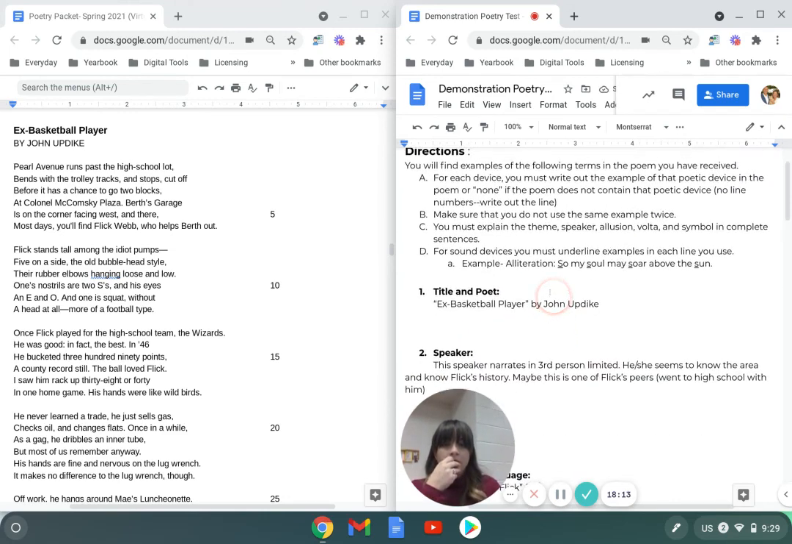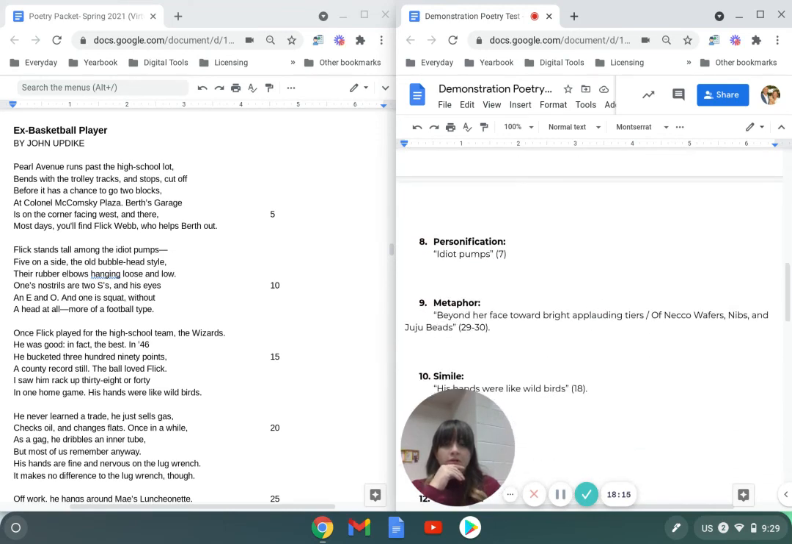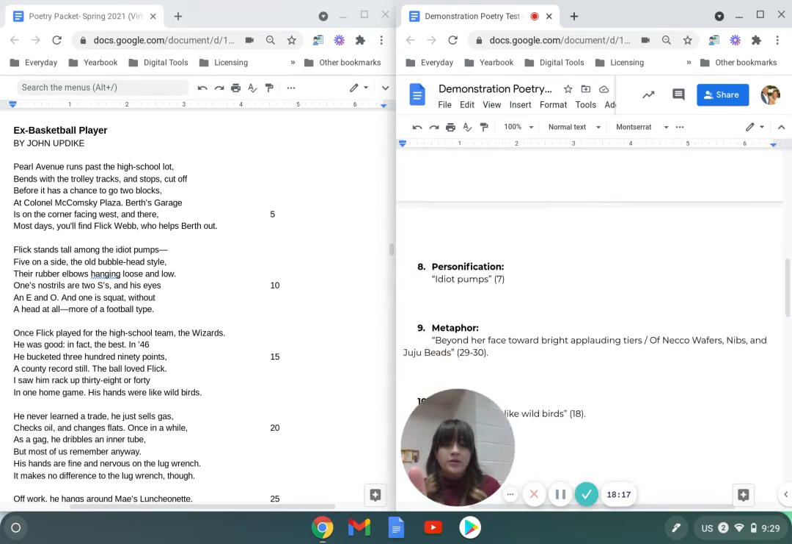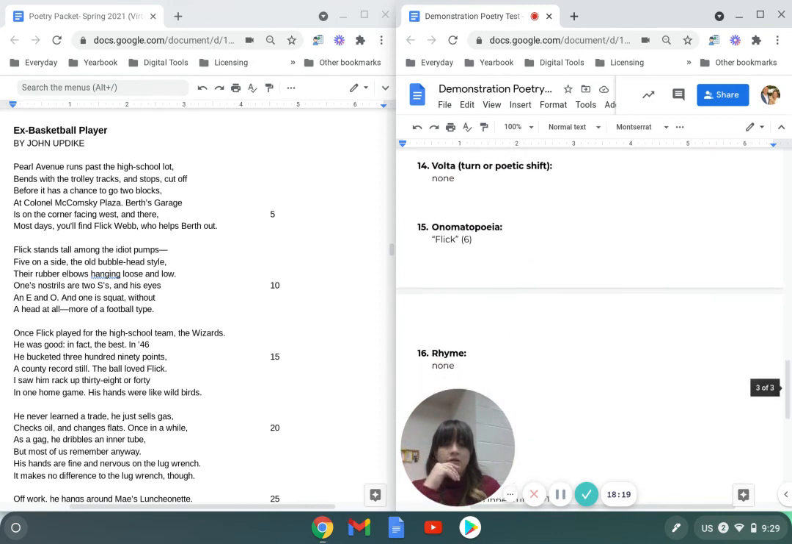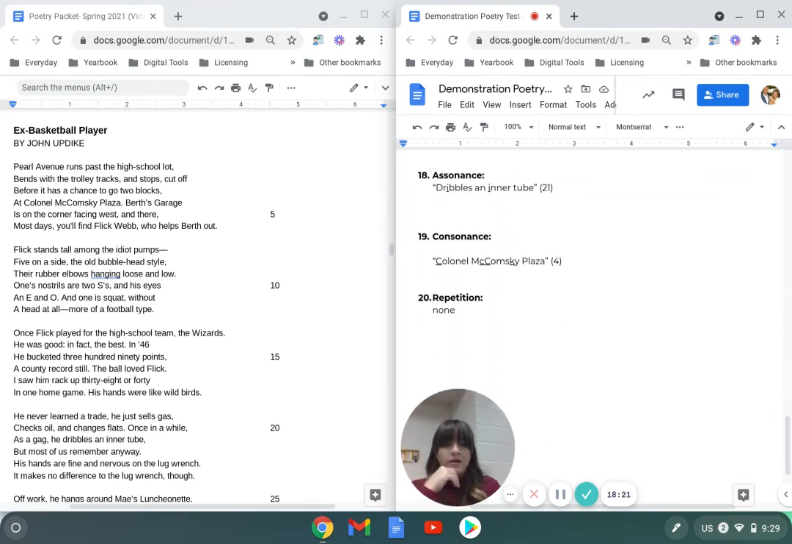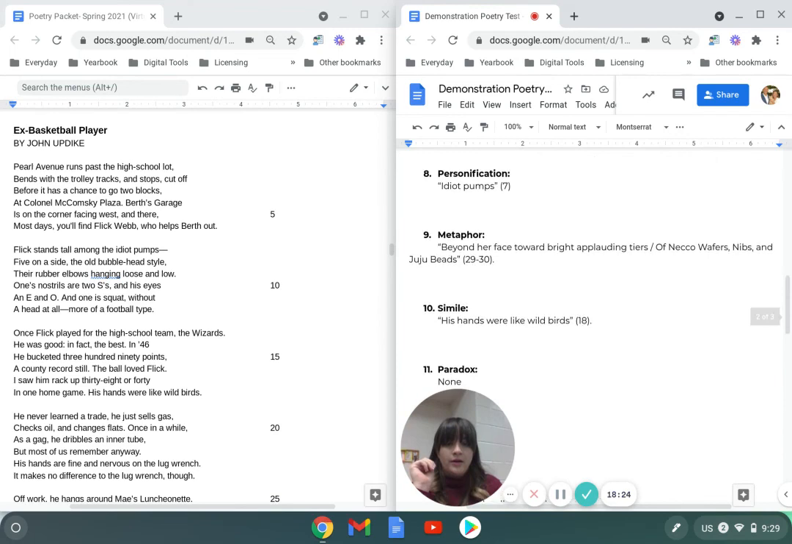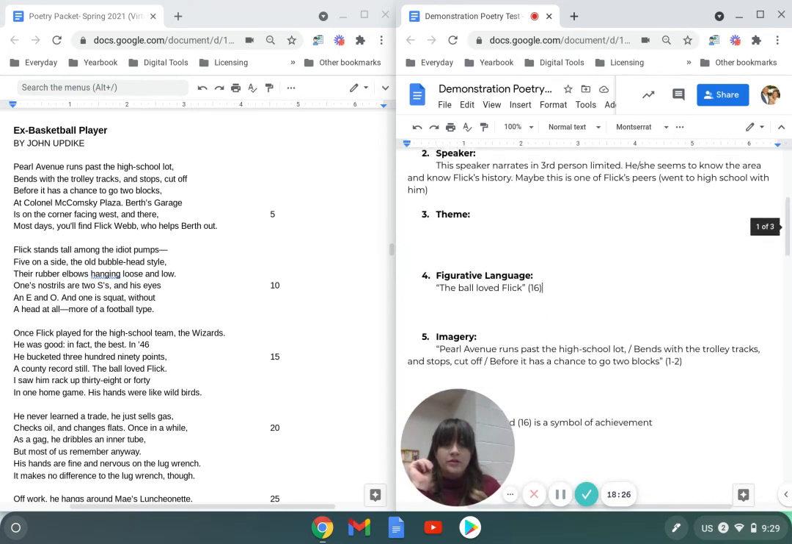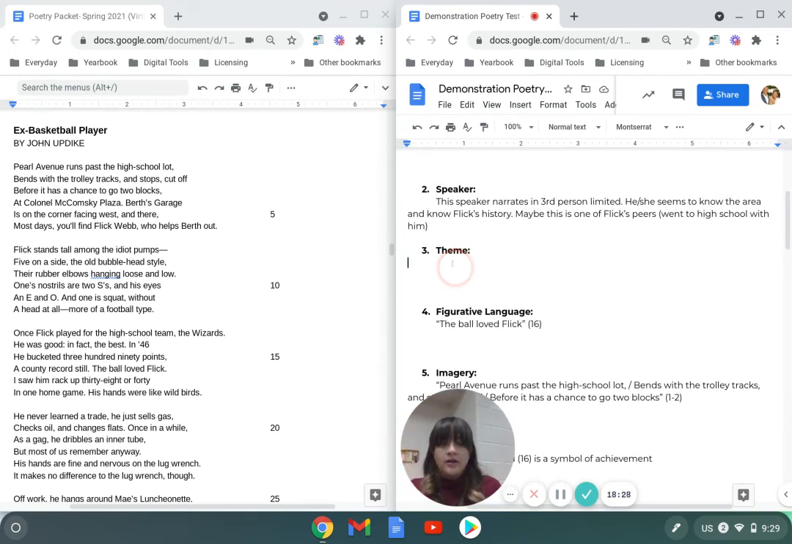So if I look through now, I have everything filled out, including the things that don't exist in the poem. I've written "none" under those so that my teacher knows that I know what they mean and that I couldn't find them in the poem because they don't exist. And then now I'm ready to move on to theme, okay? Remember, this has to be a complete sentence.